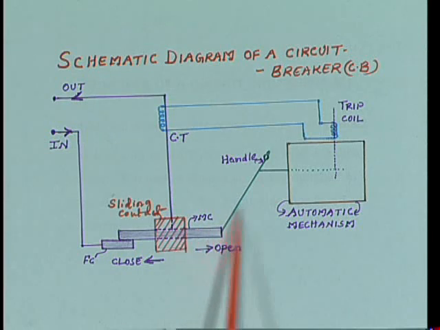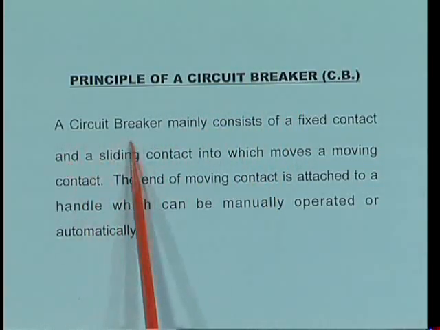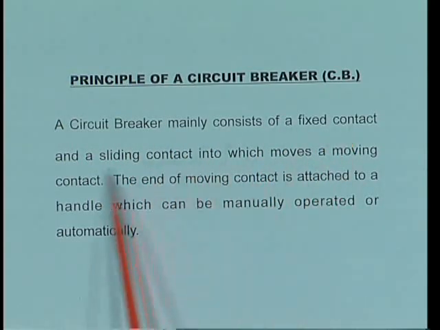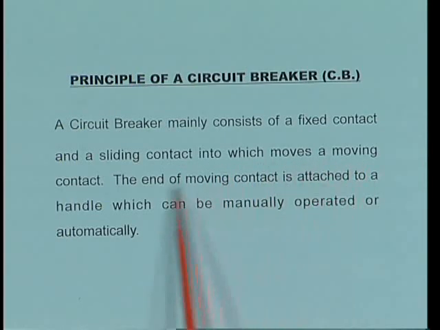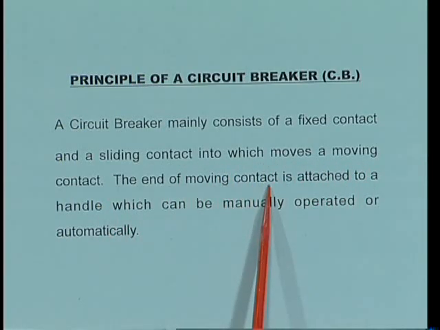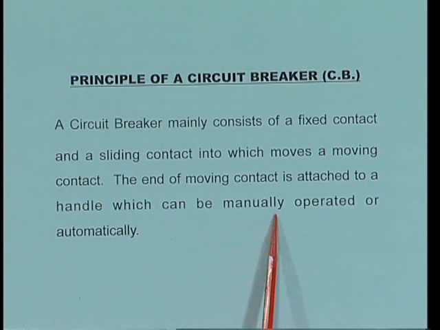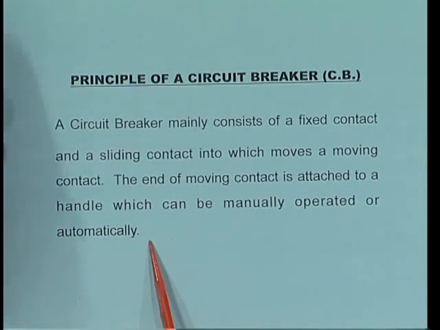This circuit breaker is shown only for a single pole. Principle of a circuit breaker. A circuit breaker mainly consists of a fixed contact and a sliding contact into which moves a moving contact. The end of the moving contact is attached to a handle, which can be operated manually or automatically.